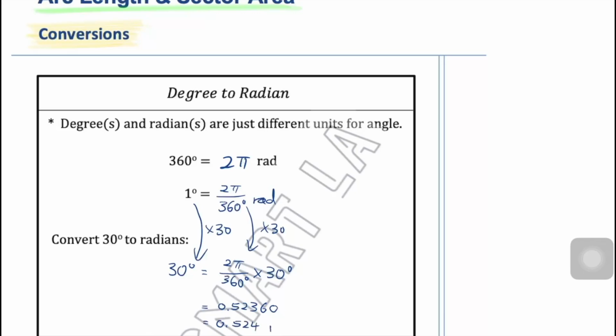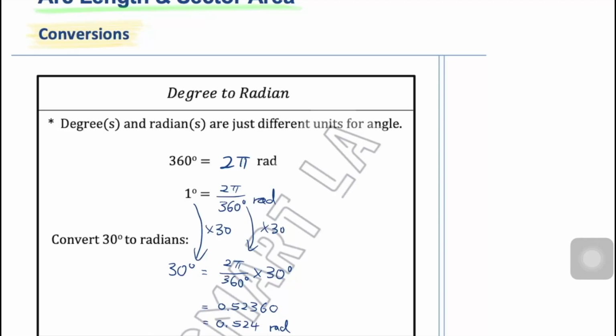0.524 radian. But if this is going to be something that I'll still continue to use, I can use the 5SF, 6SF. So use the one that is a bit more significant figure so that you preserve the accuracy of the answer. All right. So with that, we have done a very quick conversion from degree to radian.